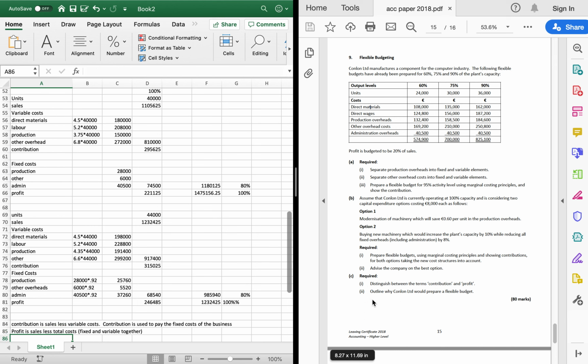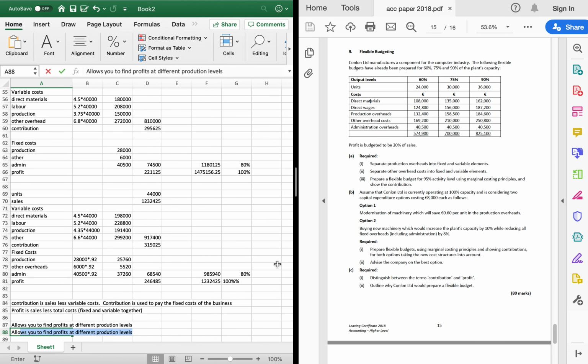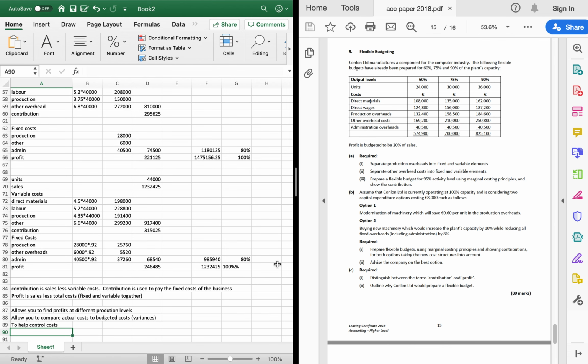Outline why you prepare a flexible budget. So it allows you to show profits at different levels. It allows you to, well, all budgets allow you to compare actual costs to budgeted costs. So it's a control mechanism. Might be no harm to call them variances. And then they allow you to control costs. Okay, so I think not many were looking for, marking scheme is only 5 marks there, so obviously not an awful lot. Okay, so that question done.